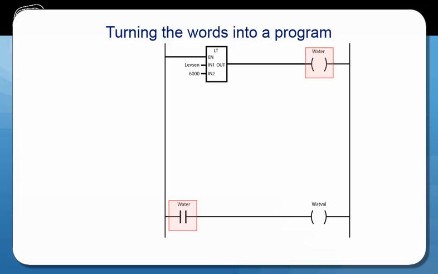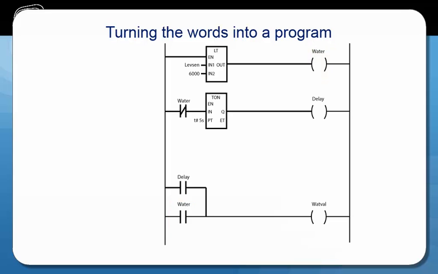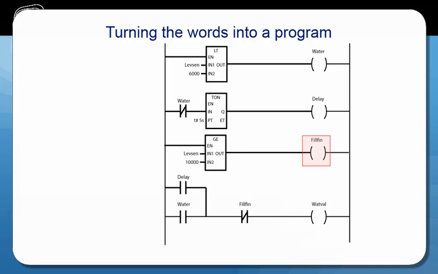The program specification says to wait 5 seconds and then fill to 100%. So we can use turning off the water variable to start a 5-second timer and then turn on the variable delay. Delay is used to turn the output what valve on again. We will test the level, and when it is greater than or equal to 100%, then turn on the variable fill fin. Fill fin will turn off the output what valve.